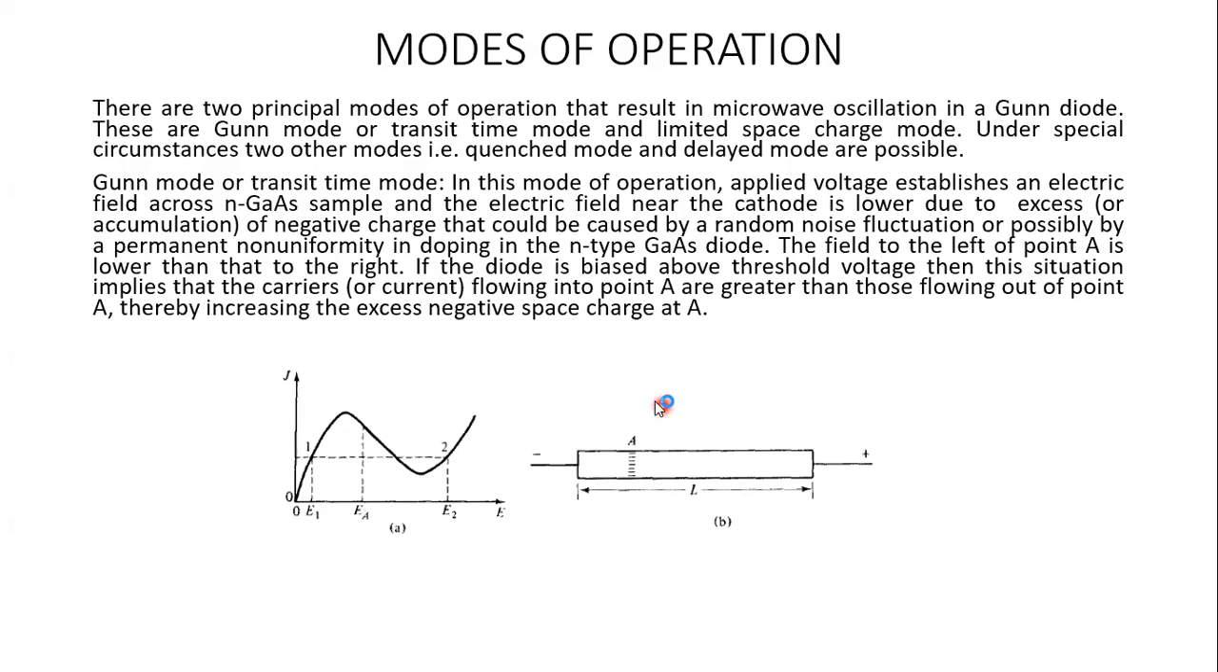So let's see how things are going to happen. Now this is a sample of gallium arsenide of a particular length, because length matters. There are two distinct modes in which this gallium arsenide material works. Since there is nothing like a P or N type layer, only an N type sample of certain length, there is no concept of two electrodes, positive and negative, that is anode and cathode. So that's why the name is bulk device.